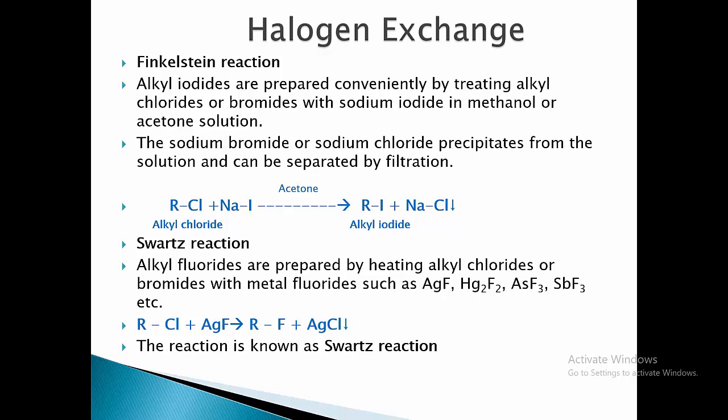Precipitate of silver chloride is obtained, which is separated by filtration. The reaction is RCl plus AgF gives RF plus AgCl. RCl is alkyl chloride and RF is alkyl fluoride. This reaction is known as Swarts reaction.